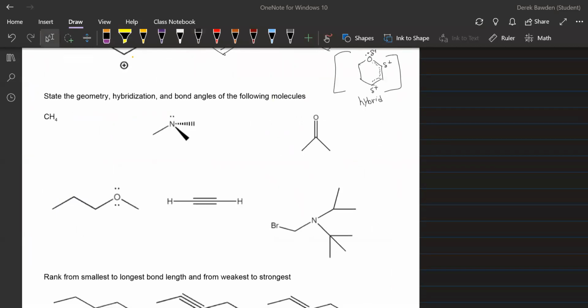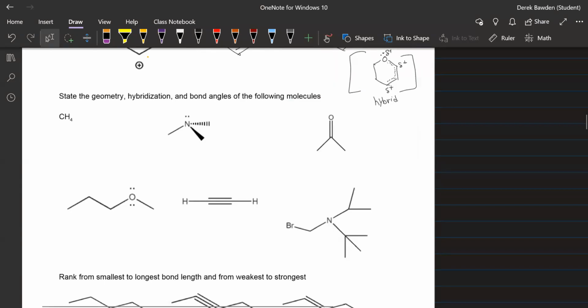All right, so now we're going to talk geometry, hybridization, bond angles of the following molecules, okay? And I've got some tricks here to help you guys remember these. So let's first talk about CH4. As far as geometry goes, what do you guys think? Is it going to be trigonal pyramidal, trigonal planar, tetrahedral, bent? What do you guys think? Tetrahedral. Tetrahedral, right?